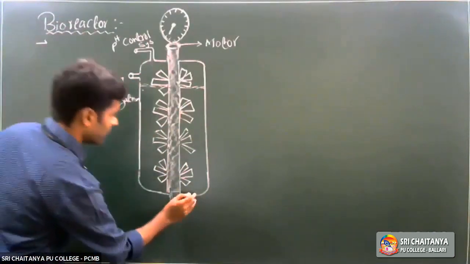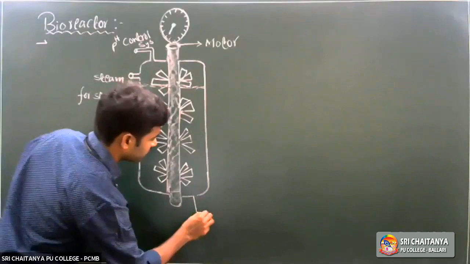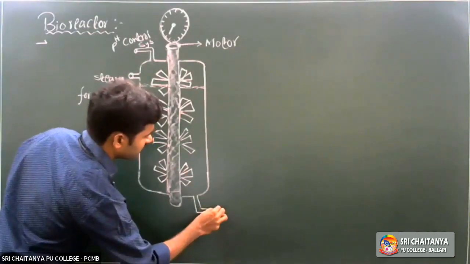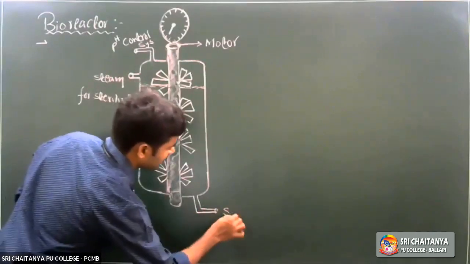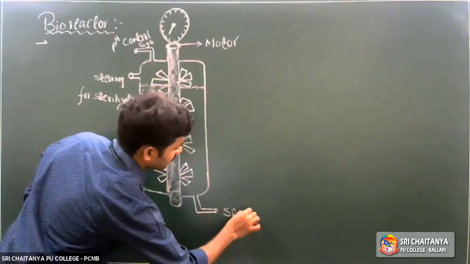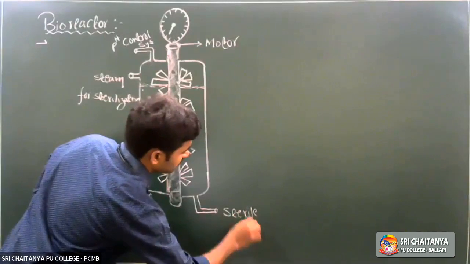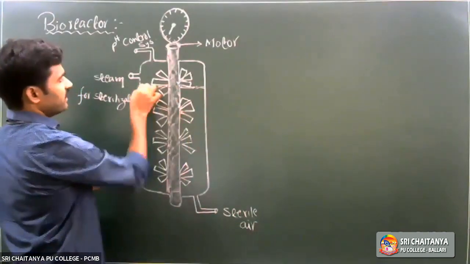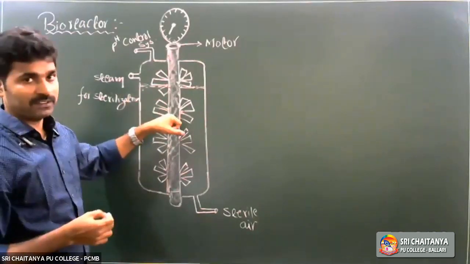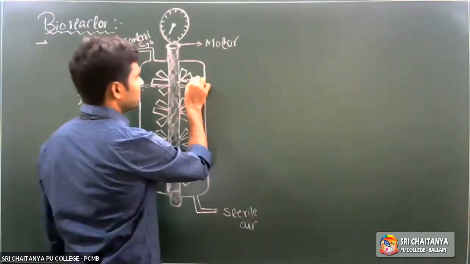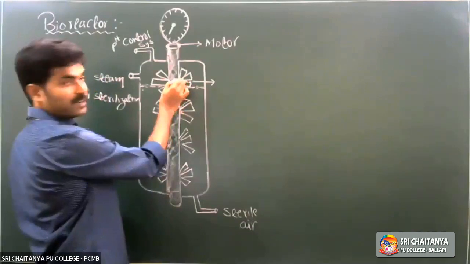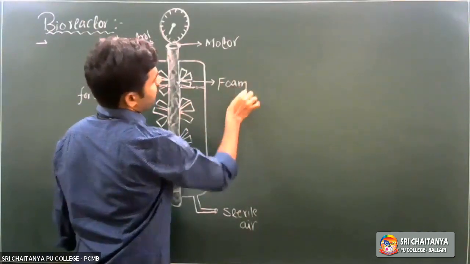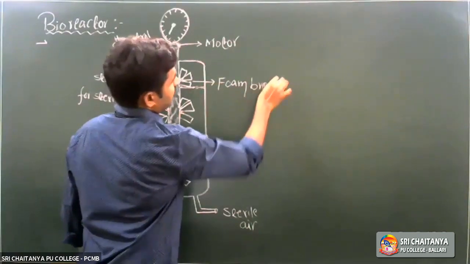And one more thing, this is the sterile air port. Through this port, we allow sterile air also. And up to here, the raw material is present in the bioreactor or fermenter. This blade indicates the foam breaker.